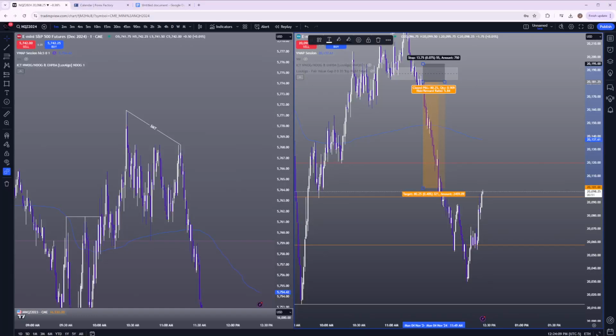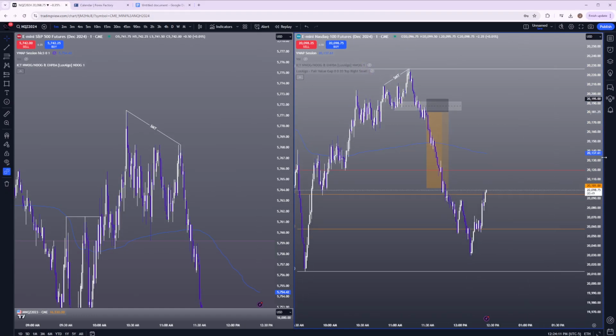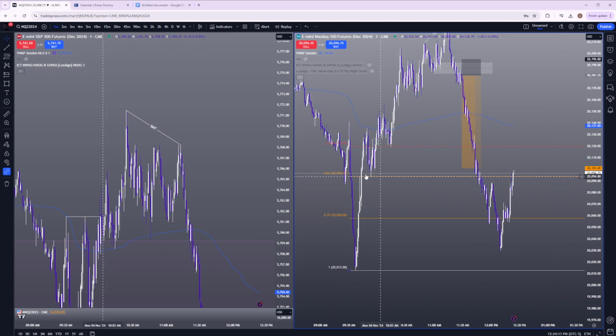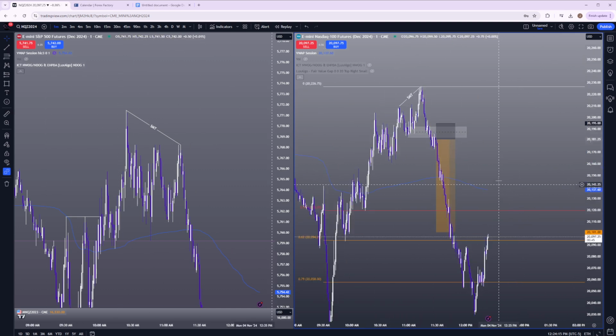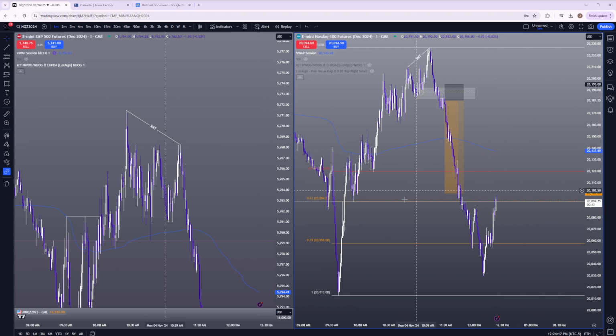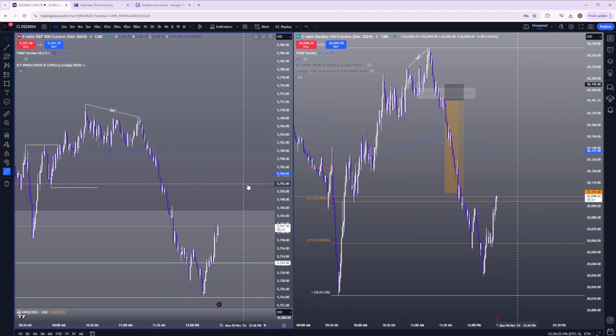OTE is optimal trade entry. It's 0.62 to 0.79 on the Fibonacci retracement tool. It's our golden zone. Whenever you see price retracing, you want to see if it's going to come to this 0.62, 0.79 level. And don't worry, I'm going to post the Fibonacci retracement tool video tomorrow morning.